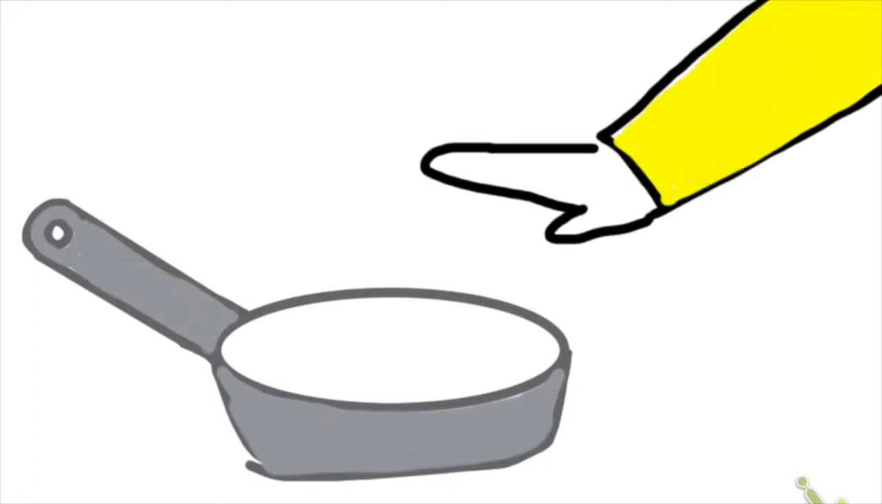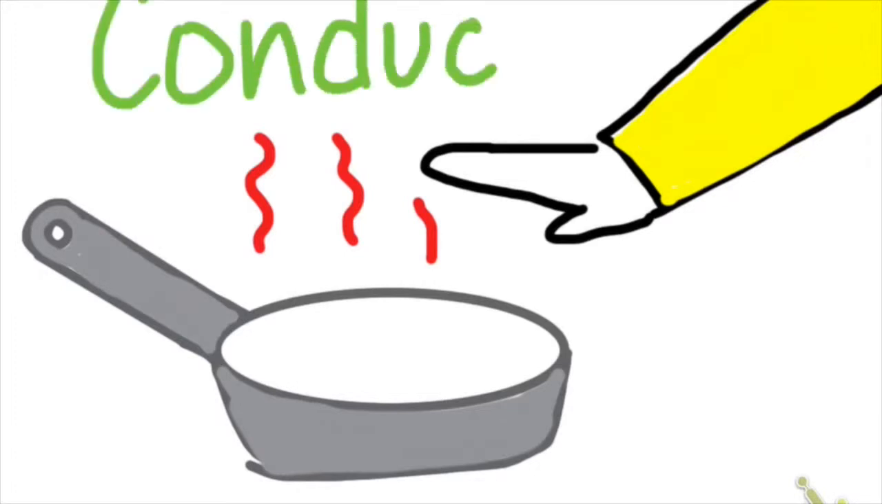How about when you touch a hot surface? The heat is transferred to your hand by conduction. Conduction is the transfer of heat between things that are in direct contact with each other. Another example of this is the transfer of heat from the stove to the pot.